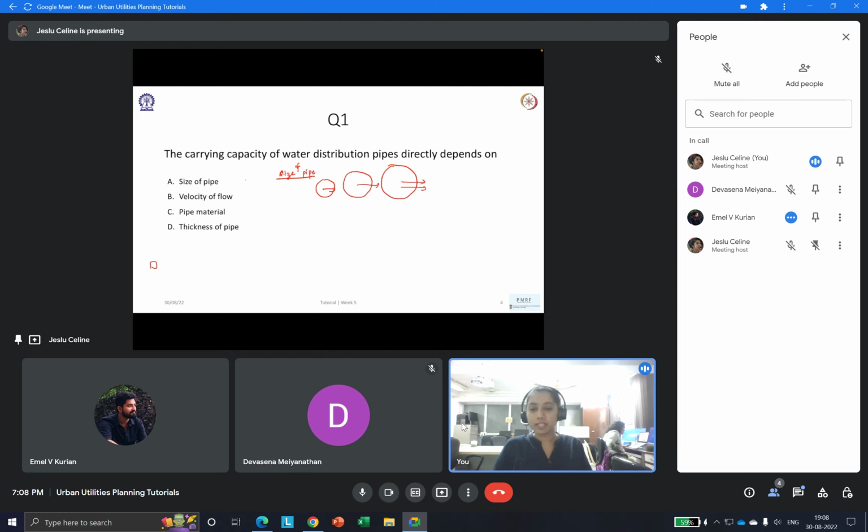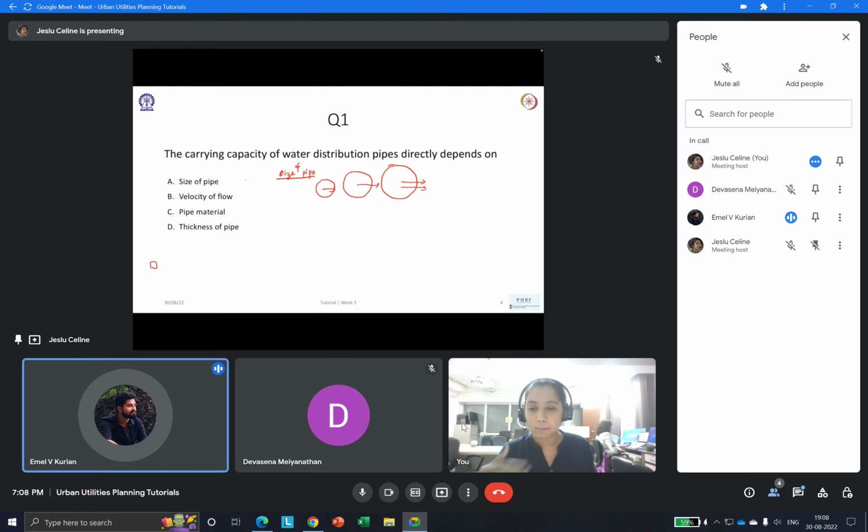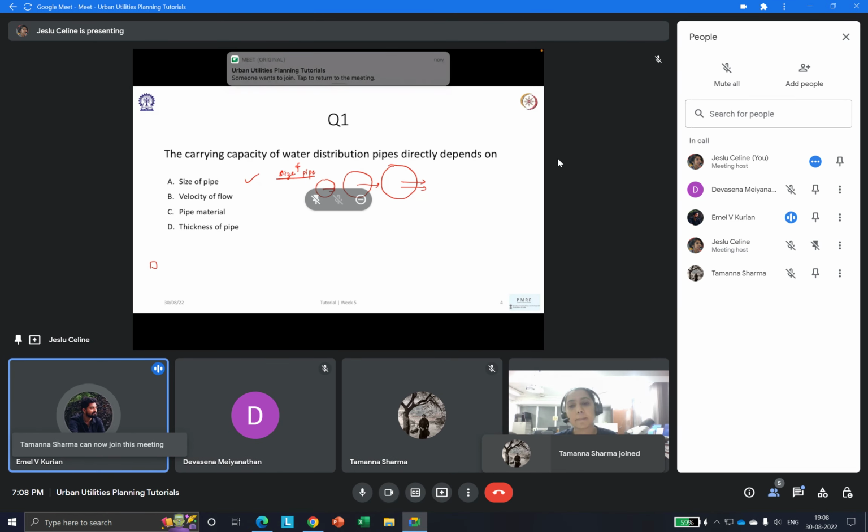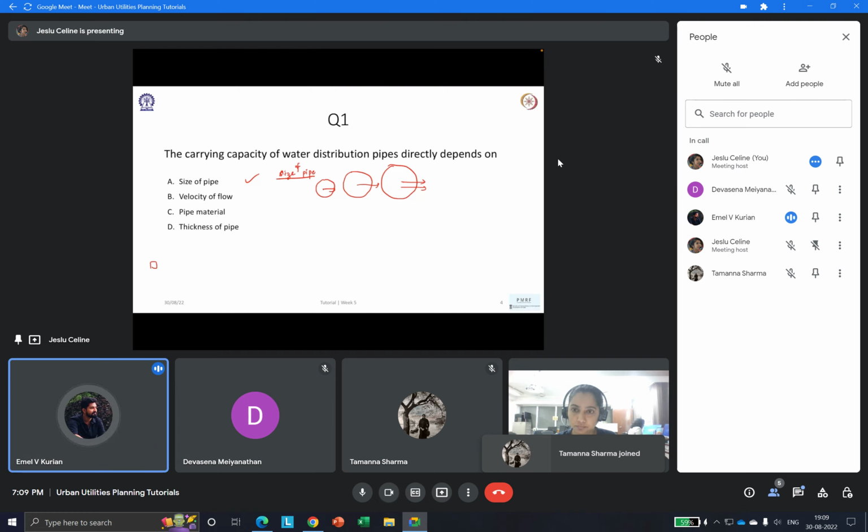Devsena, what do you think? Since you have already said it is not the flow rate we are considering and it is only the capacity, I would neglect the velocity of the flow. If it were the flow rate, Q is equal to A times V, area and velocity would be directly affecting the flow rate. Since we are not considering flow rate, we are considering only the carrying capacity of water distribution pipes.